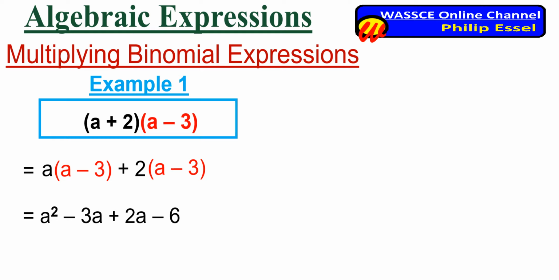Next, we are going to group all the like terms in this expression and add them together. When you look at this expression carefully, you realize that the negative 3a plus the 2a are like terms. When we add 2a to the negative 3a, we would get negative a. So what this means is that we would get the expression a square minus a, then minus 6.